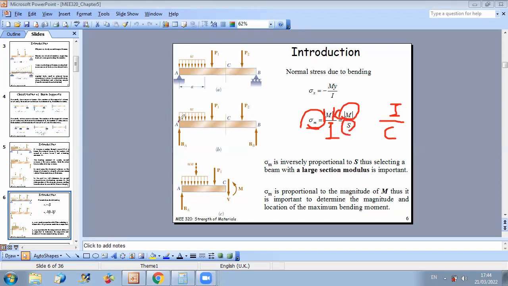In case it's a uniform beam or prismatic beam, in this chapter we are considering prismatic beams. If you have a prismatic beam, this means that the cross section is uniform.